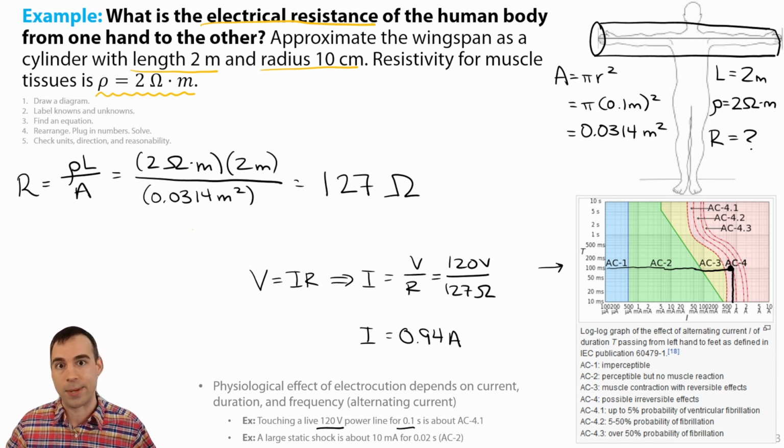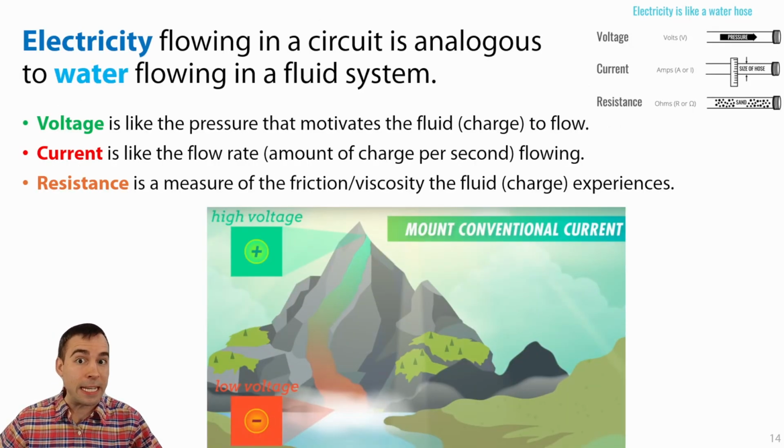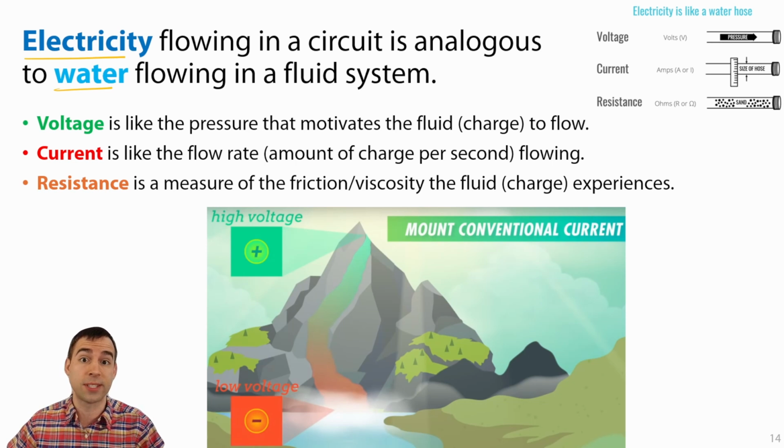We once again revisit the idea of thinking about electricity as a fluid flowing through a system. The flow of electricity is a lot like the flow of water through a fluid system, where the voltage of an electrical system is a lot like the pressure that pushes the fluid through.